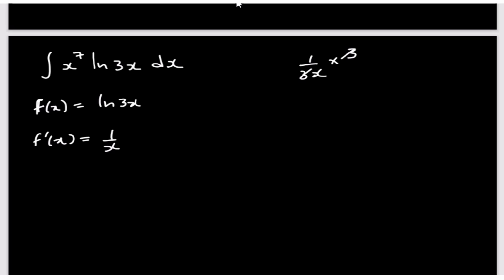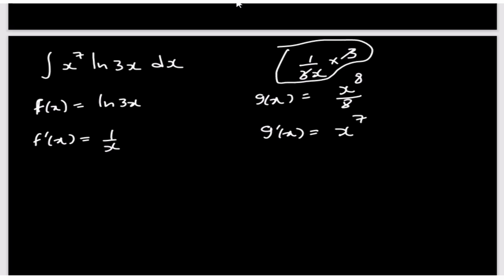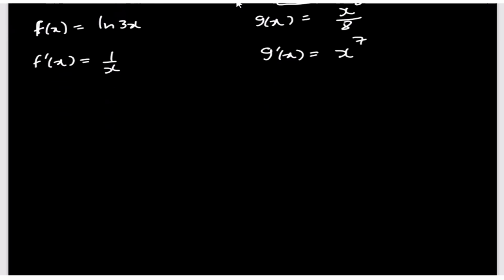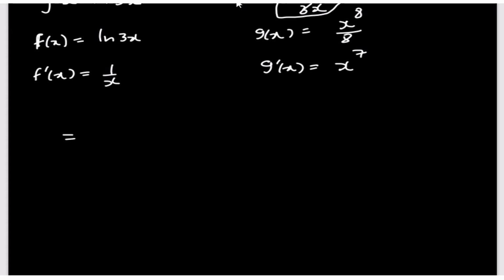So okay, then the g prime will be x exponent 7. Then the integral of that will be x exponent 8 over 8. Let me put this here so that it doesn't confuse anyone. So now what's the answer? The answer is f of x times g of x minus the integral of f prime of x times g of x.